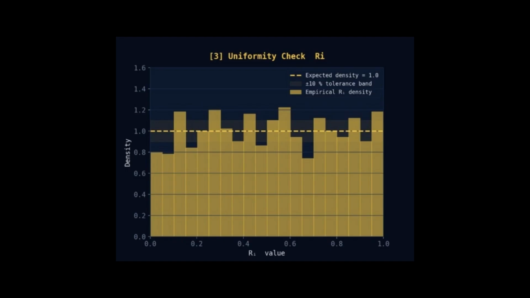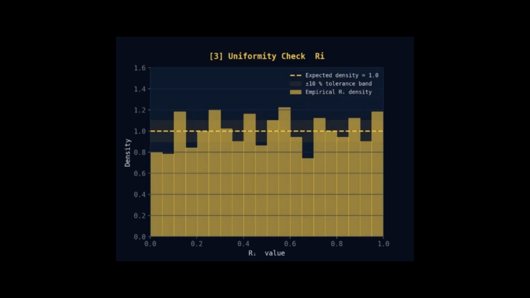Bottom left, the uniformity check on Ri. This plot asks a very specific question: is our LCG actually producing well-distributed uniform values on the interval 0 to 1? The yellow dashed line marks the expected density level of 1.0, what a perfect uniform 0 to 1 distribution looks like. The shaded band shows a plus or minus 10% tolerance zone. The histogram bars are approximately flat and stay within the tolerance band. This confirms our LCG is generating Ri values that behave like true uniform random numbers.